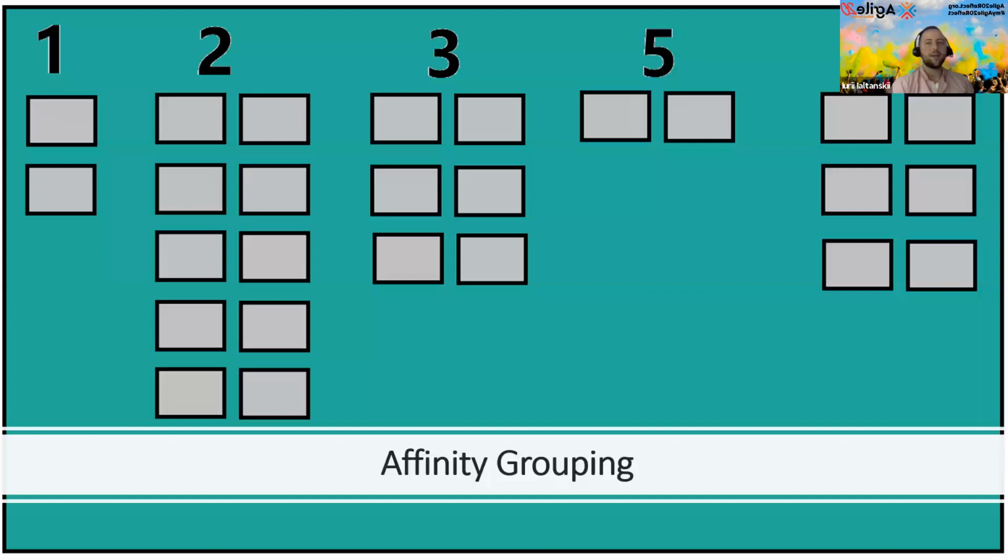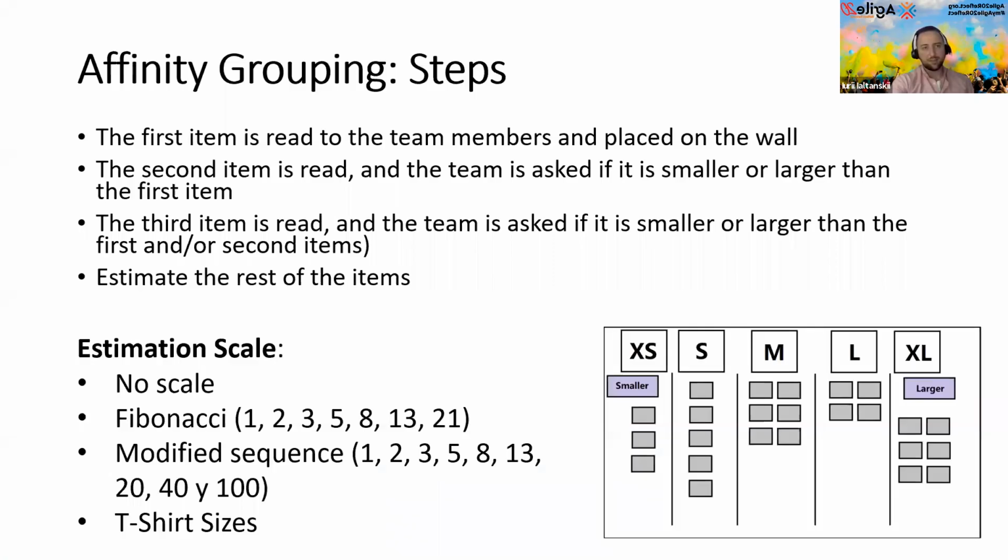Okay, no problem. All right, so let's review affinity grouping, right? This technique could be based on a Fibonacci or modified sequence scale, as well as on t-shirt sizes, or sometimes we just do not need a scale, but it's a rare case, right? So usually we use t-shirt sizes or the Fibonacci sequence.